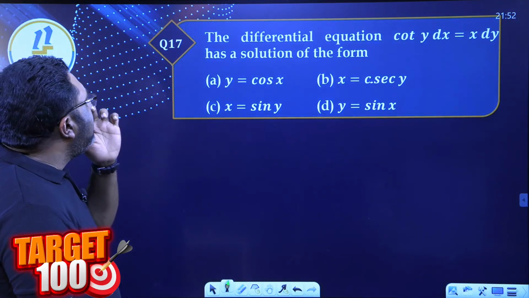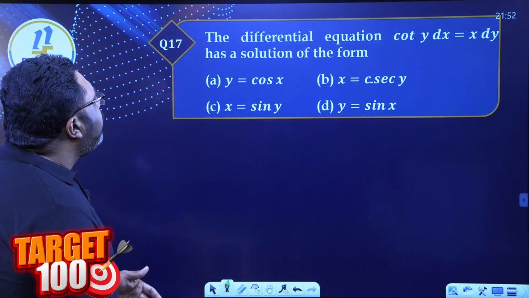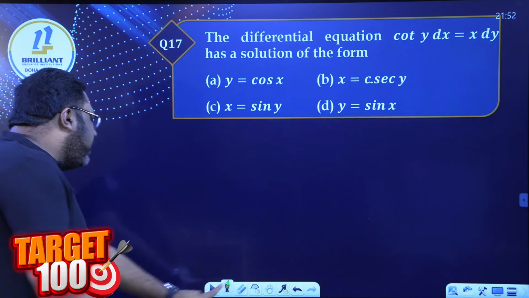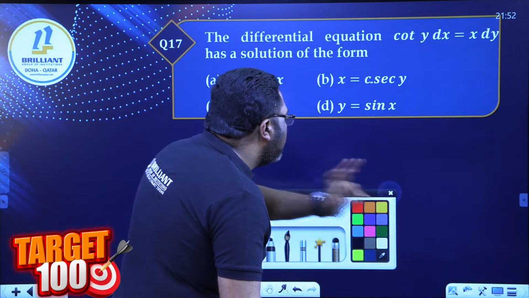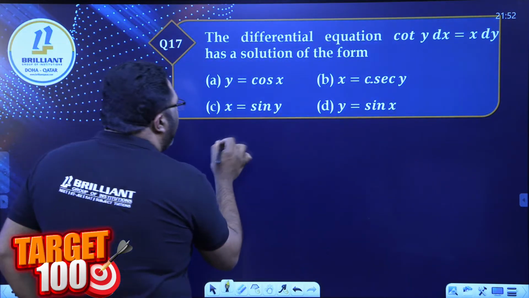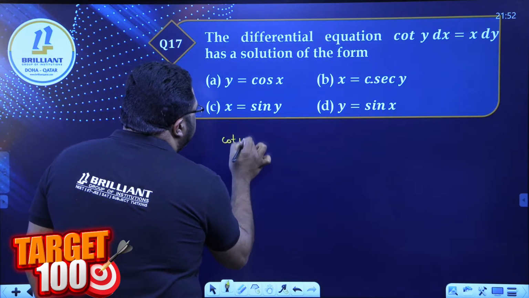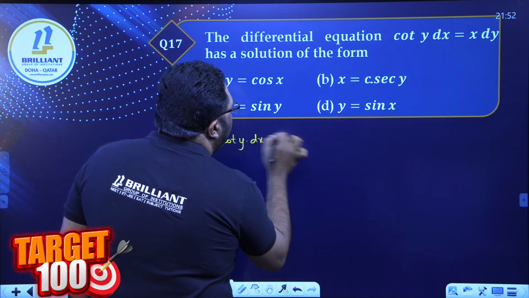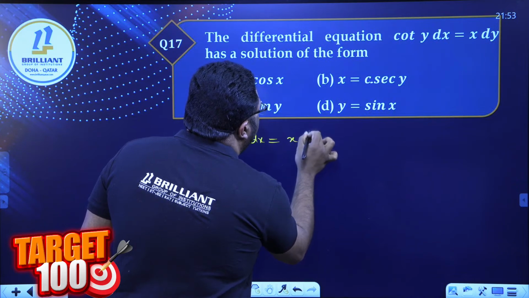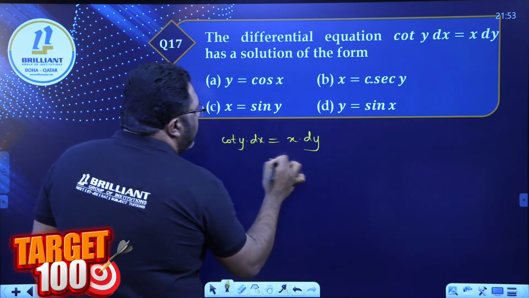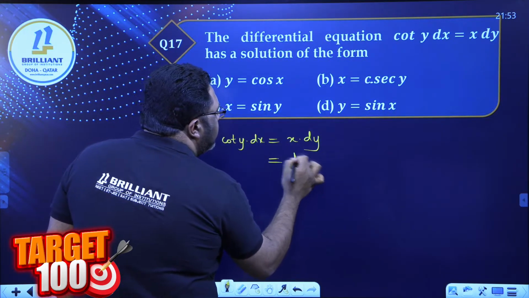Question number 17. The differential equation cot y dx equal to x dy has a solution. Easy question. Not going to waste too much time explaining this. It's a separable form. You get cot y dx equal to x dy. So it's going to be cot y to the other side. It's tan y.